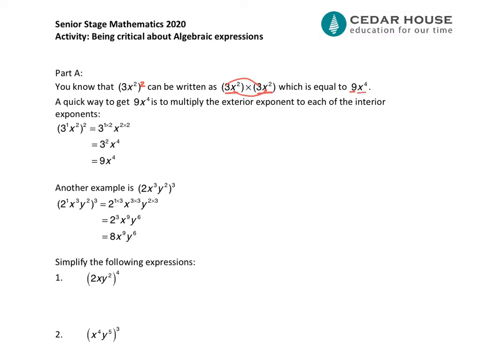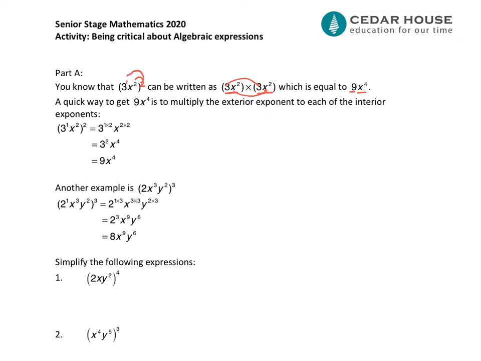And then a quick way to get 9x to the power of 4 is to multiply the exterior exponent to the interior exponent. In other words, 3's exponent, there's no exponent because there's a 1, we're just too lazy to write it. I mean, if I ask you how many friends do you have, you're not going to say you've got 6 to the power of 1 friends. It's not wrong, it's just a bit weird.